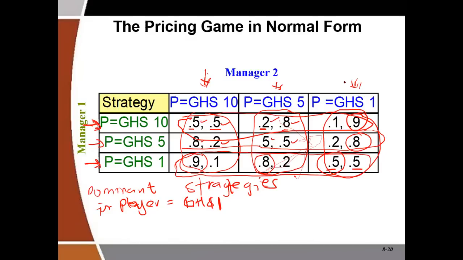Again, the best response for player 2 is to play 1 cedi, because 50% market share is better than 20% and is better than 10%. So the dominant strategy for player 2 is also to play 1 cedi, all right? So the dominant strategy for both players is to play 1 cedi, 1 cedi.